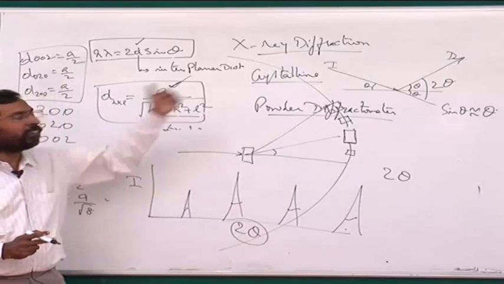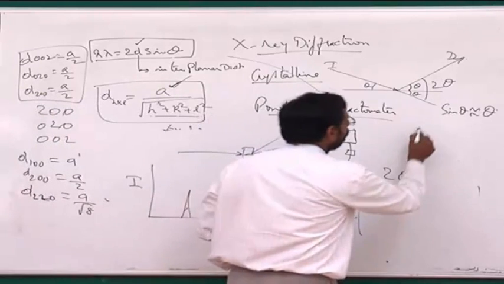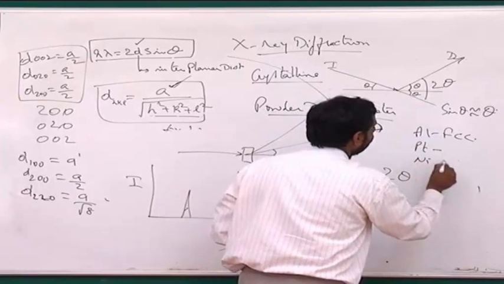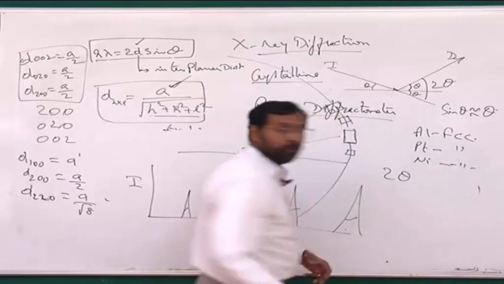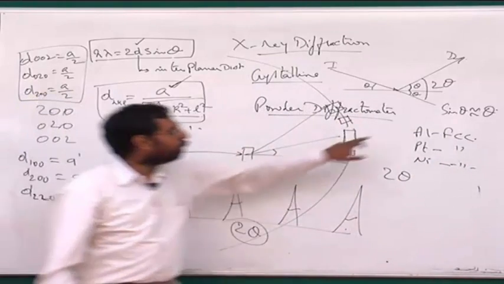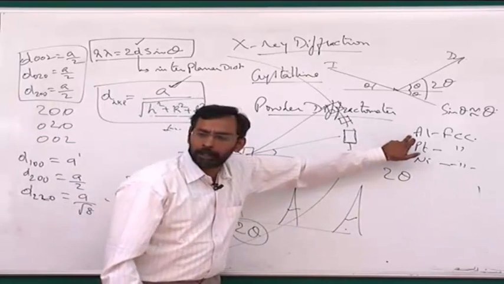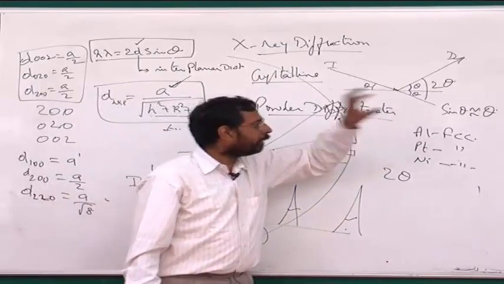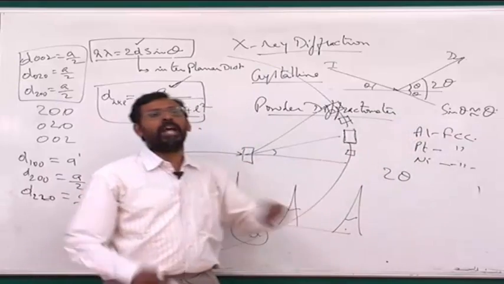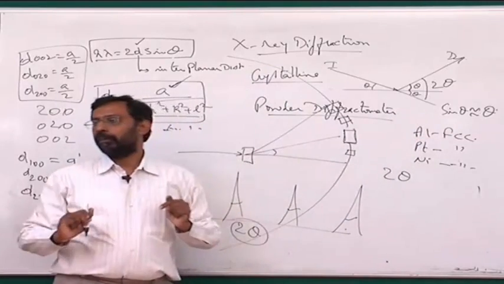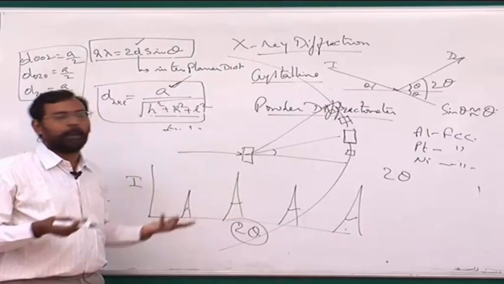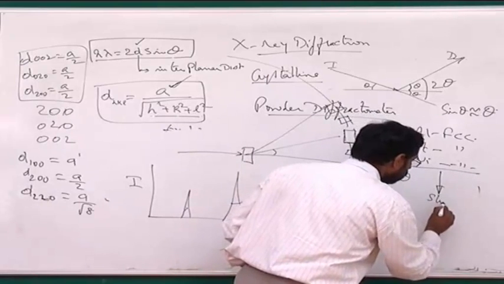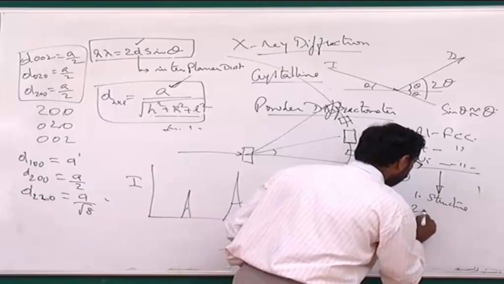Otherwise not. Simply knowing that this is FCC, you see there are so many FCCs. For example, aluminum is FCC, and I also know that platinum is FCC, nickel is FCC. So all of them are FCC. So which material is it? How do I know? Only by knowing the lattice parameter. The lattice parameter of aluminum is different, the lattice parameter of platinum is different, the lattice parameter of nickel is different. So only when I know that it is FCC and it has this lattice parameter, then I can assign, oh, this is aluminum. Until then, I will not be able to say what material it is. So my goal is to know the structure and the lattice parameters.